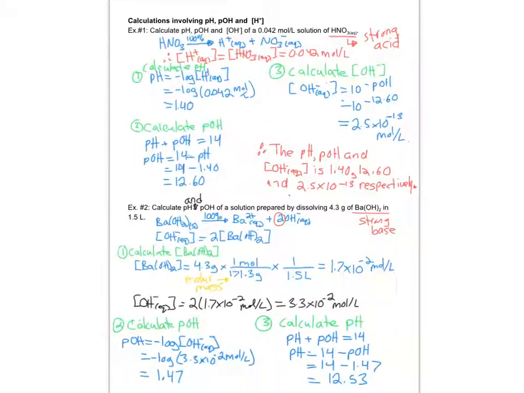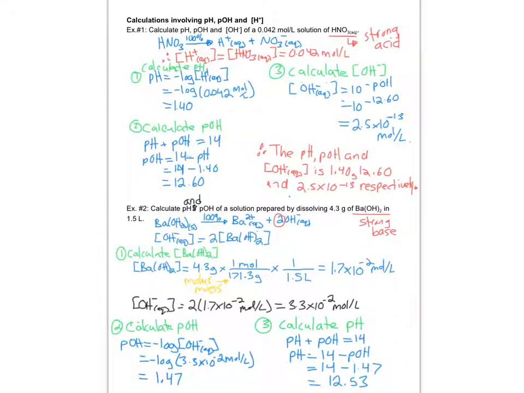So those are some examples of how you can calculate pH and pOH and some ion concentrations using essentially 2 out of the 3 pieces of given information. So that's all for this video lesson. There'll be some practice posted for you as well, but it's pretty straightforward, so you shouldn't have any problems with it.